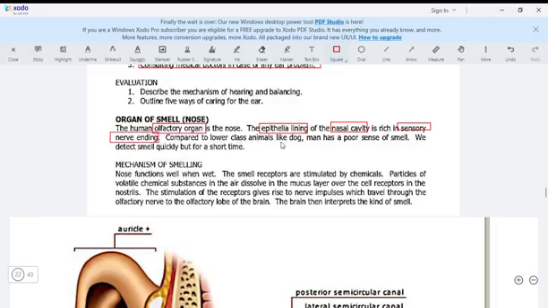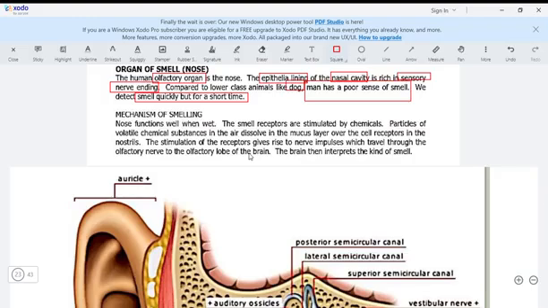Compared to lower animals like the dog, man has a poor sense of smell. A dog can easily perceive smell, but man has a poor sense of smell. That's why when you go to a place where there was a smell in the first place, after a while the smell goes down, even though the thing is still there. We detect smell quickly but only for a short time.